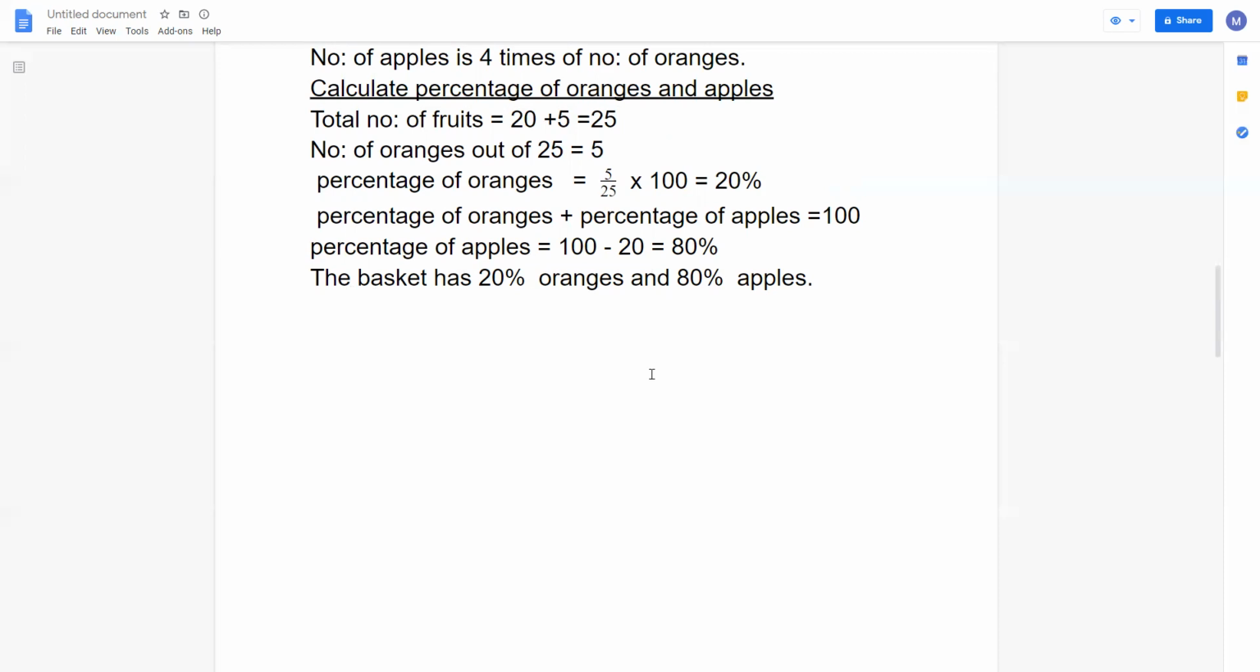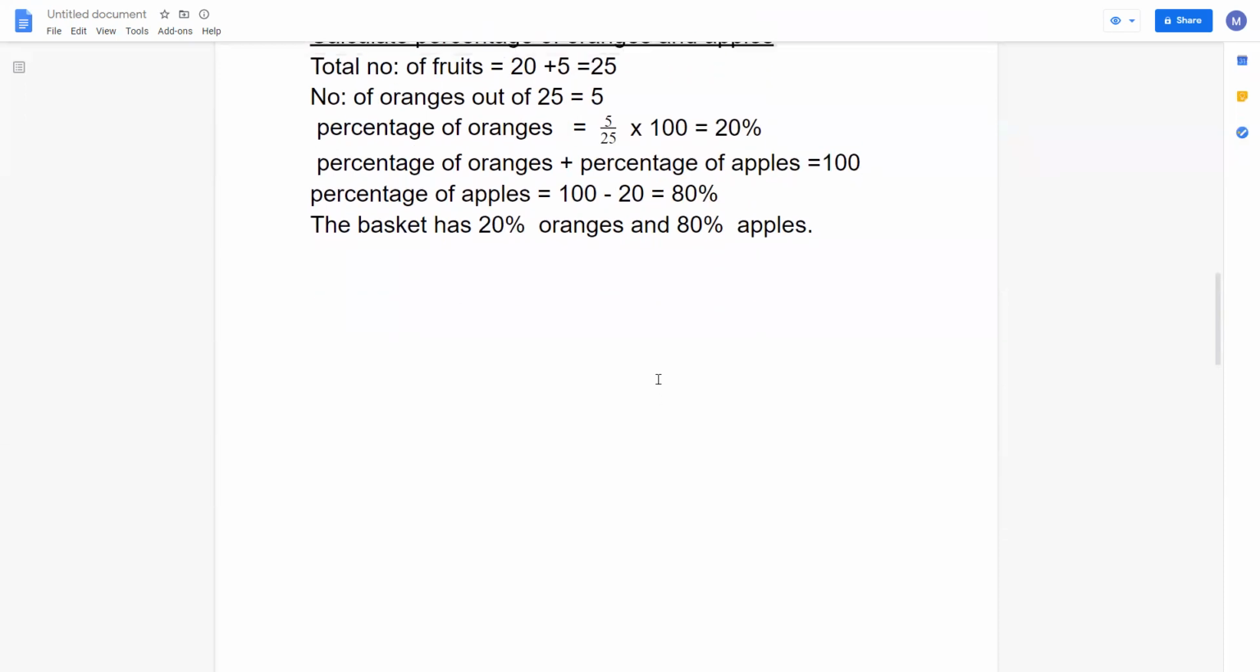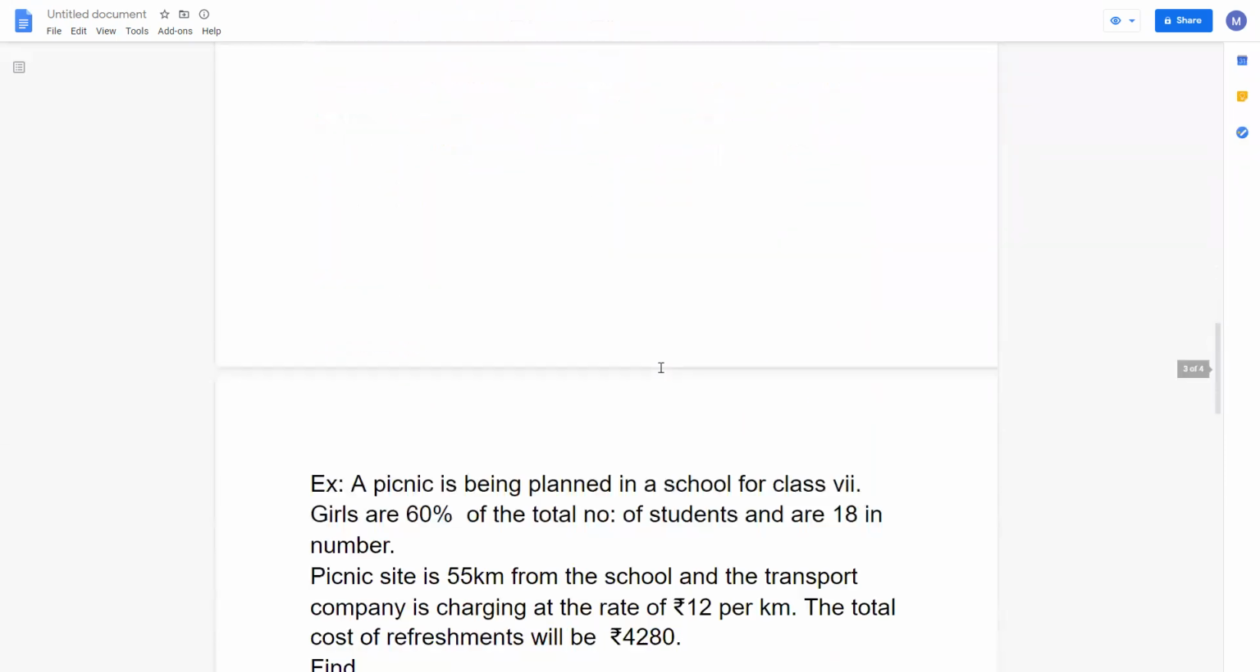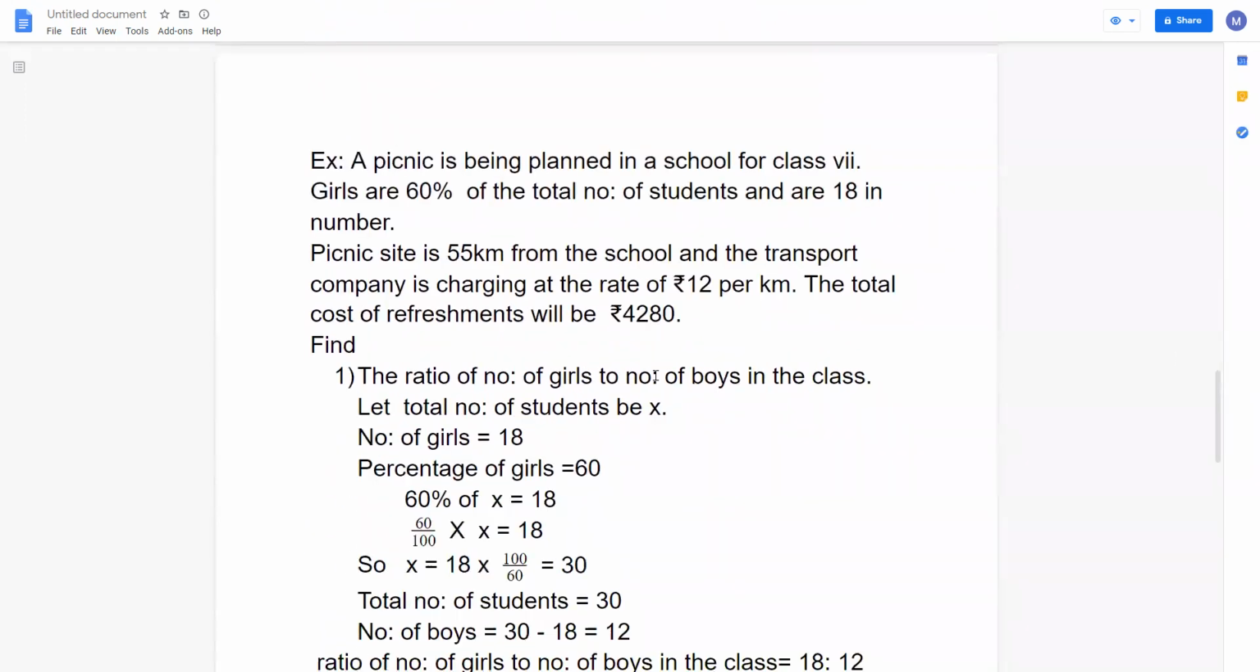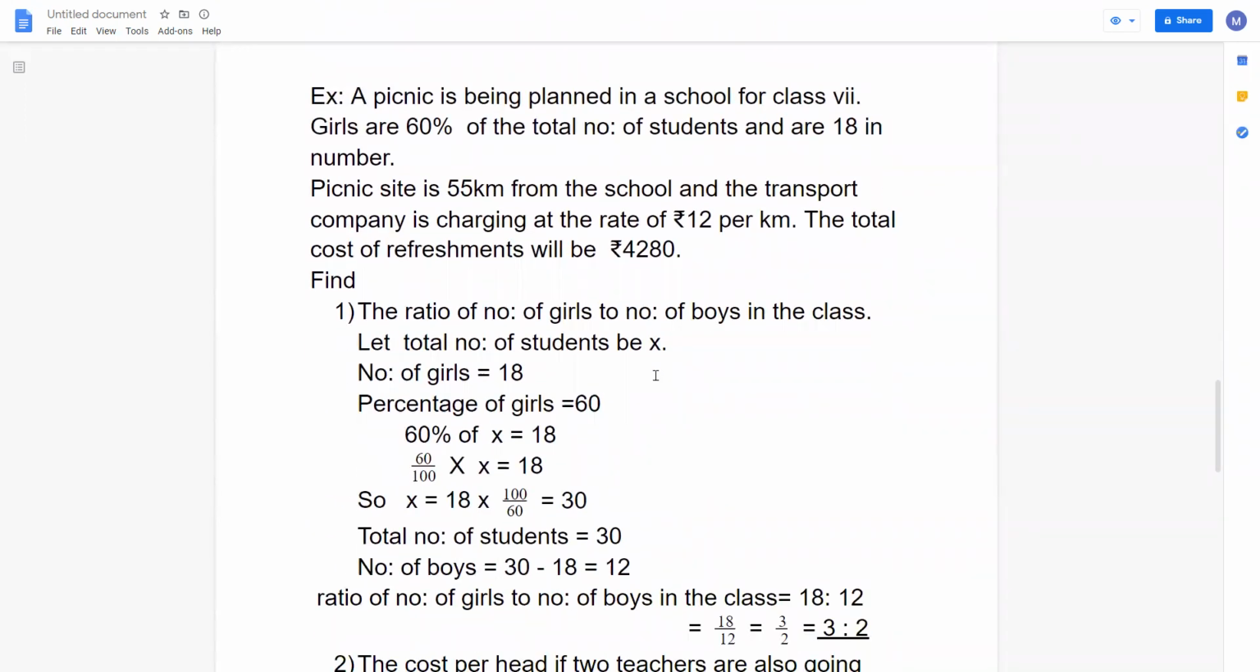Now we had just to revise how to calculate ratio and percentage. Now let us go to one example which is given in your textbook. This is the illustration from your textbook. Question I am reading, and this question has 3 parts. So let us read the question.